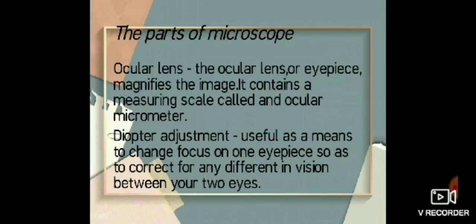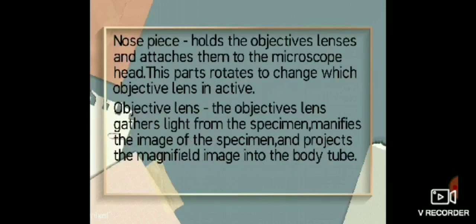First, the ocular lens or eyepiece. It magnifies the image and contains a measuring scale called the ocular micrometer. Diopter adjustment is useful as a means to change focus on one eye so as to correct for any difference in vision between your two eyes. Third one is the nosepiece.